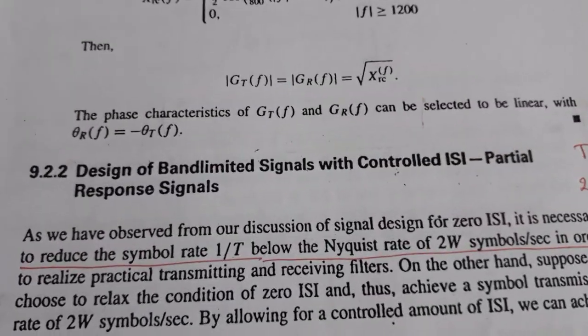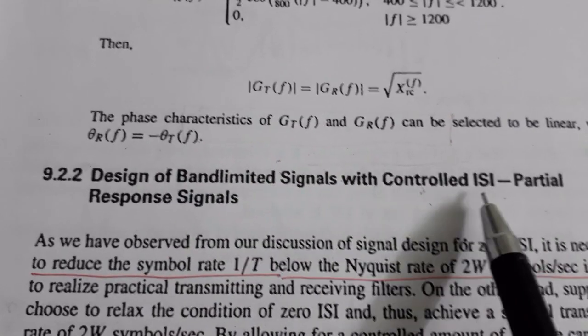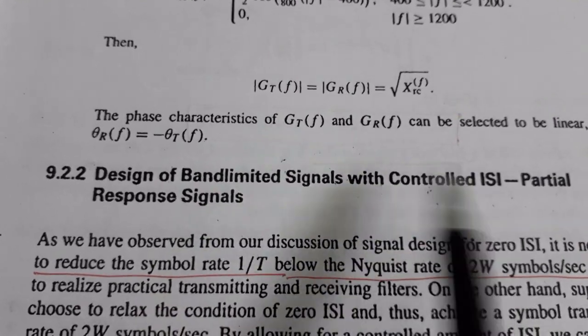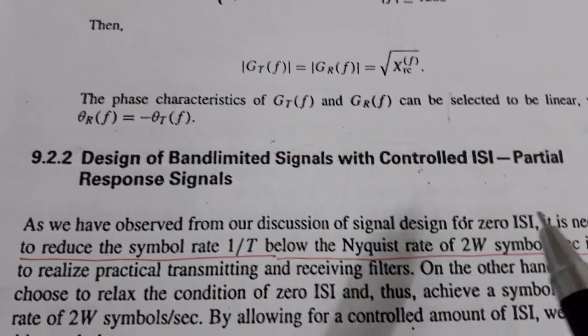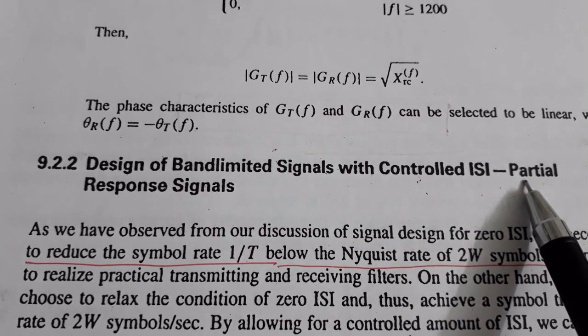Module 4, right? The design of band limited signal with controlled intersymbol interference, partial response. They will ask in the exam. Explain partial response. So what is important here is, what is a controlled intersymbol interference?